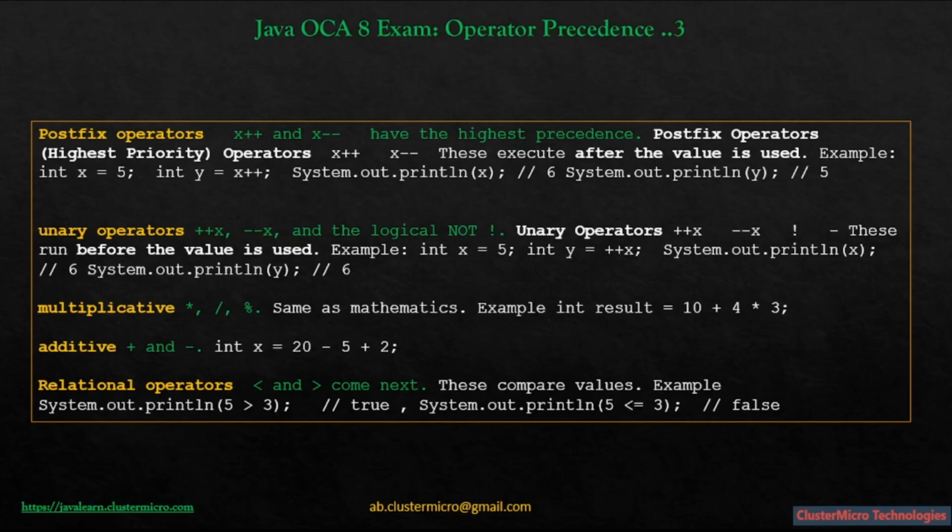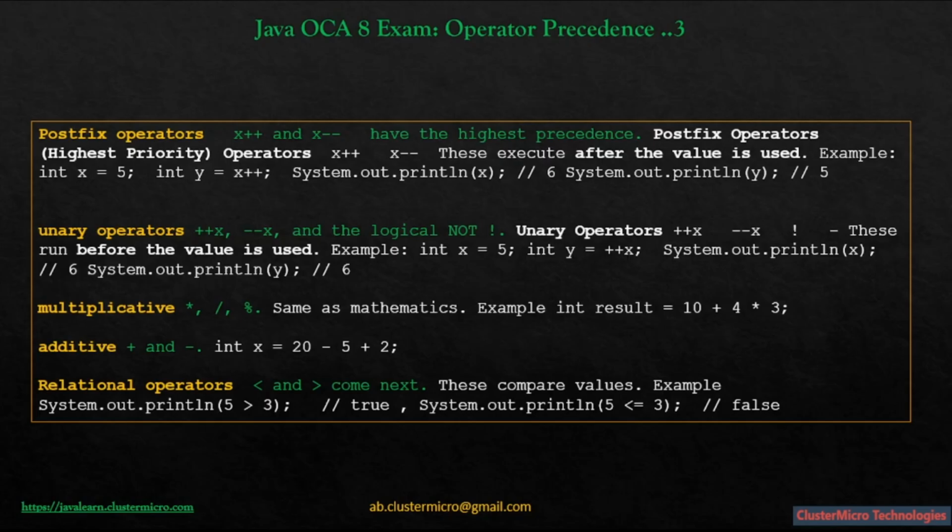After that come multiplicative operators: division, multiplication, and modulus. These follow normal mathematical rules. For example, int result = 10 + 4 * 3. First 4 * 3 is worked out, so it becomes 10 + 12, which is 22. Next are additive operators, plus and minus, which are evaluated from left to right. Like int x = 20 - 5 + 2: left to right, 20 - 5 is 15, plus 2 becomes 17.